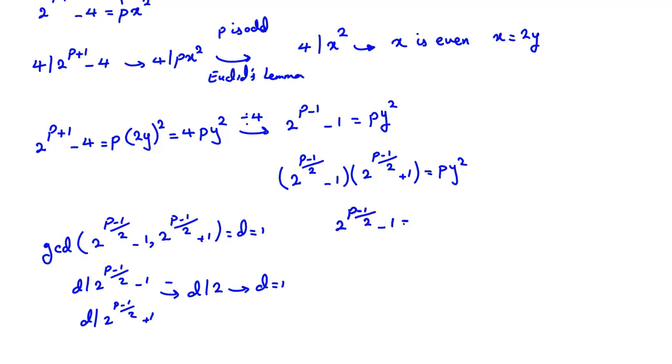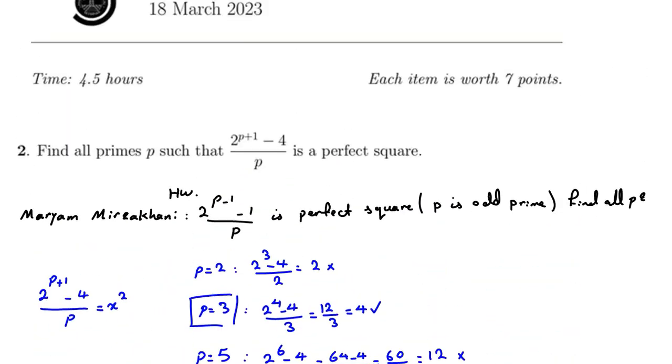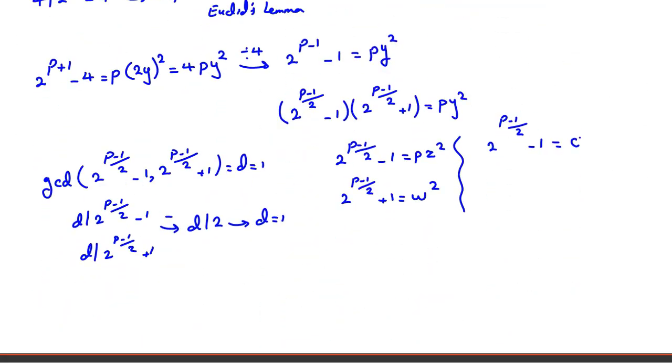2 to the p minus 1 over 2 minus 1 is p z squared, for example. One of them should be p z squared, and the other one should be w squared because they are relatively prime. Or we can say the first one minus 1 is, for example, c squared. Or do we have a or b? We don't have a or b. Okay, so the first one, for example, is a squared. 2 to the p minus 1 over 2 plus 1 is p b squared.